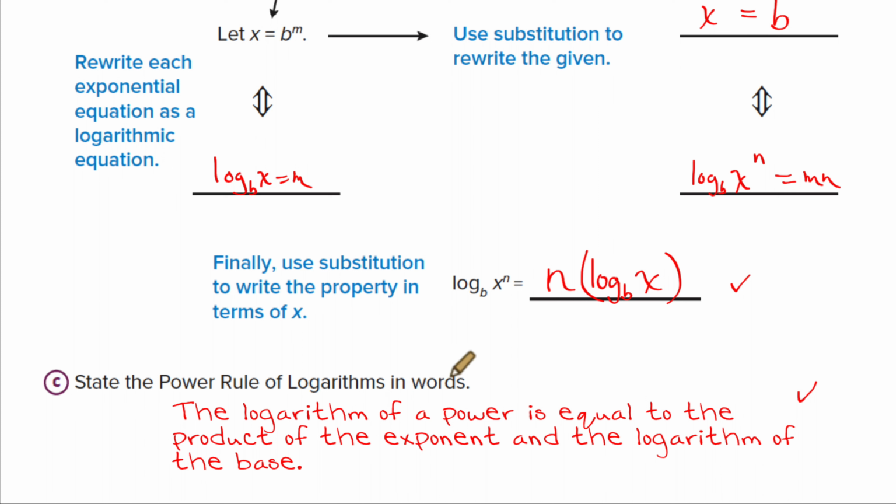Okay, and I'll show you how this works with real numbers here in a second. But in words, the logarithm of a power is equal to the product of the exponent and the logarithm of the base. All right, let's actually take a look.